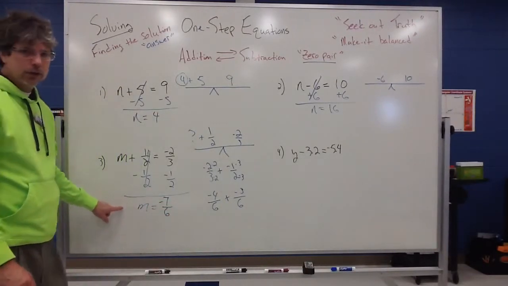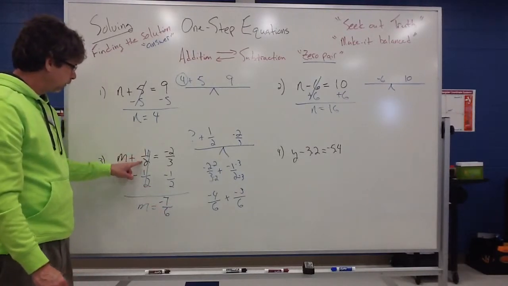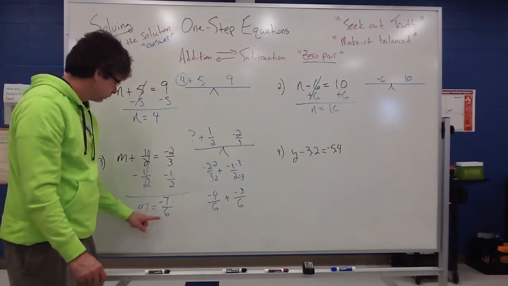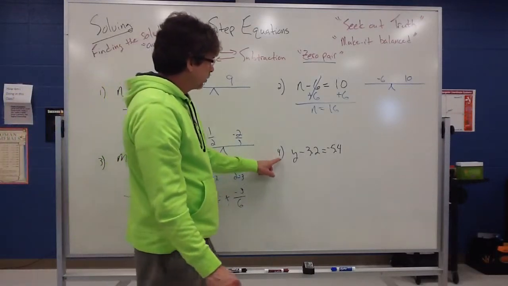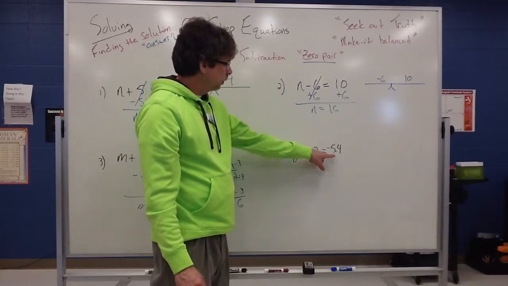And I have now successfully solved the problem. So negative 7/6 plus a half should give me my negative 2/3. Okay, so that's my solution. Let's look at example number 4. I have some number subtract 3.2 equals negative 5.4.